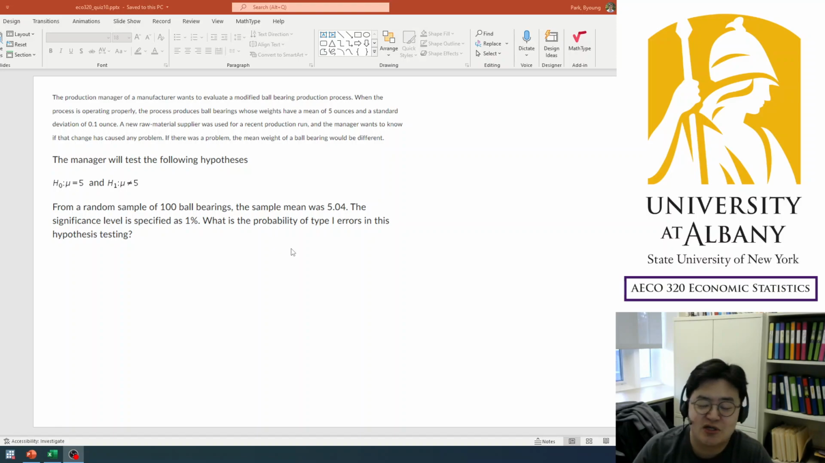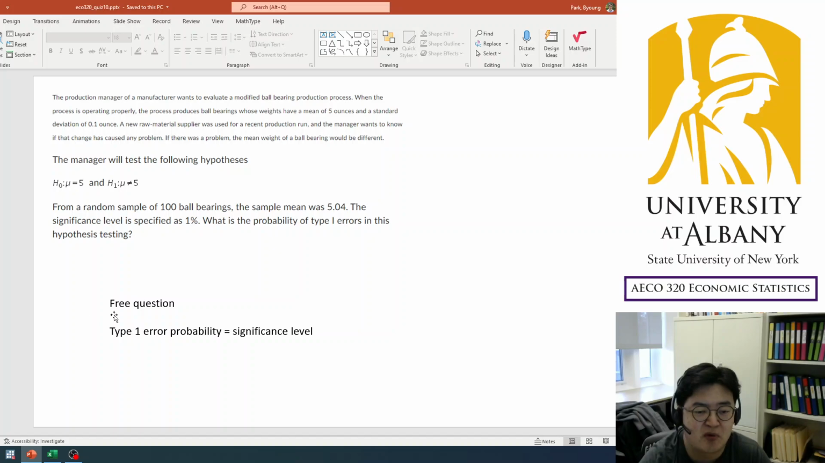Okay, now the question is pretty long, so it sounds very complicated, but it is a free question as long as you remember this. Type 1, I'm asking you what is the probability of type 1 errors. Simply find the significance level. I already gave you the answer. So without any algebra, it is 1%. So that is it. This is how you are supposed to solve it. Okay? That's it.